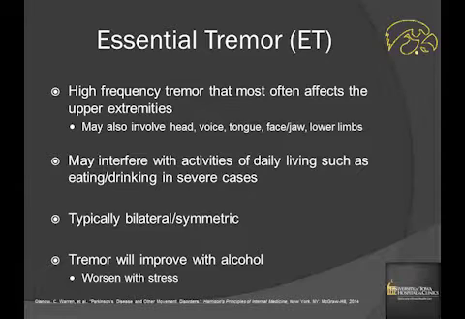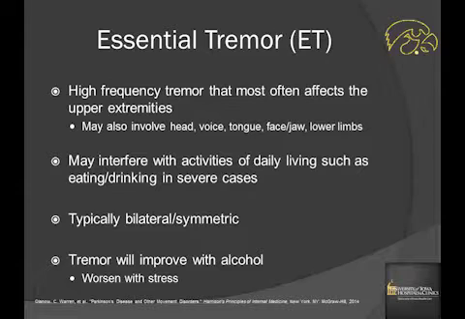So essential tremor is typically bilateral or symmetric. It happens to both hands, both limbs. And a couple things that are of note, and obviously you're not going to give patients alcohol in clinic to see if the tremor improves, but generally an essential tremor will improve with alcohol, and it'll actually worsen during times of stress.